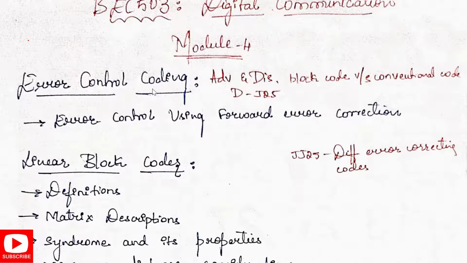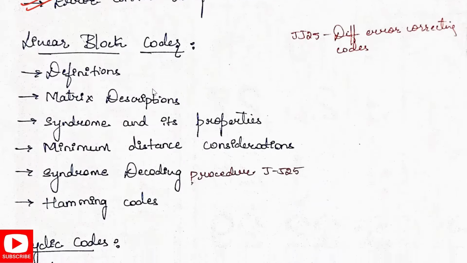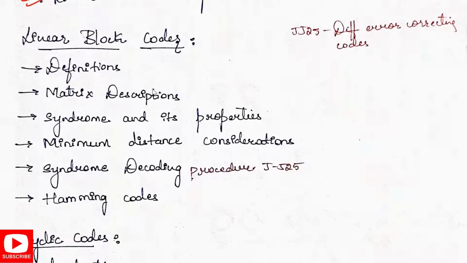Firstly, the error control coding. In this, the error control coding using forward error detection. This is a general explanation using the block diagram. This is important, and they have asked the advantages, disadvantages, then block code versus conventional code in one of the papers. Next, coming to the linear block codes, here we have the definition, matrix description, then syndrome and its properties, minimum distance consideration, the syndrome decoding procedure that was asked in one paper, then Hamming codes.